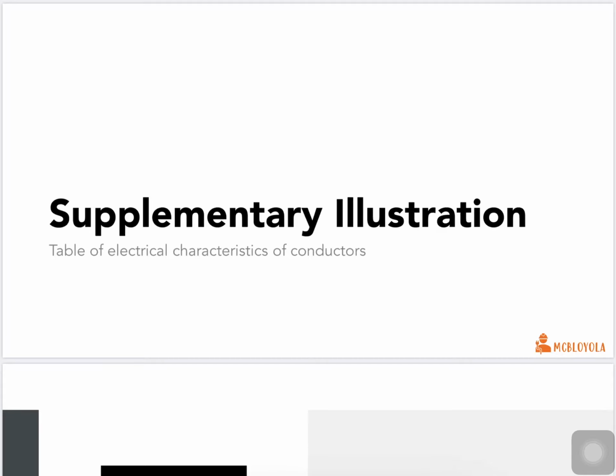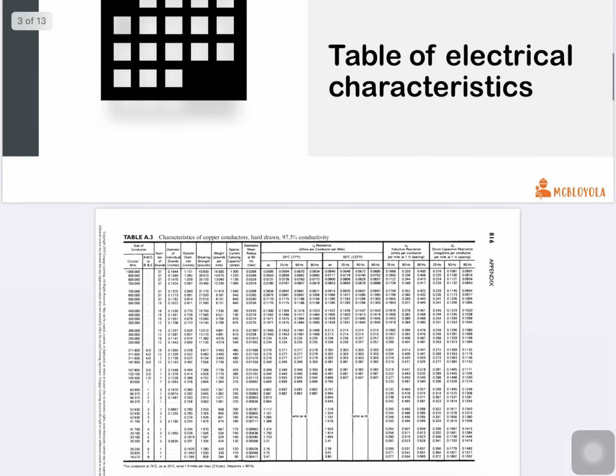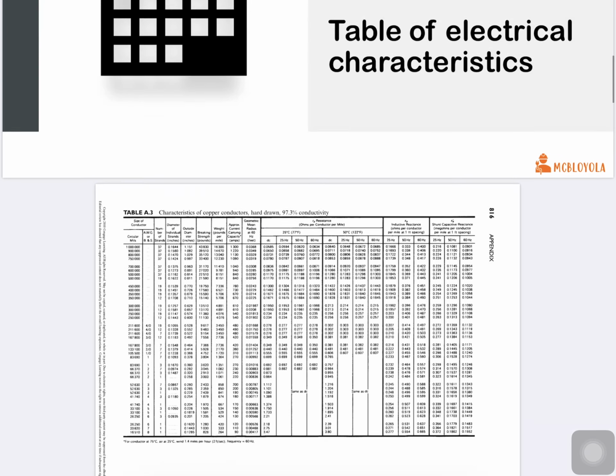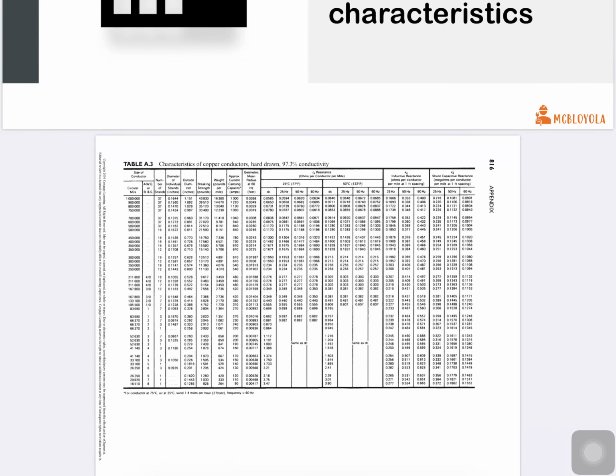Here I have prepared a supplementary illustration in order to show the use of the table of electrical characteristics of conductors, and the topic is still on resistance of transmission lines. I have two references for these electrical characteristics, one from Duncan Glover and the other author, and the other one is Grainger and Stevenson. Okay, so there are several tables here.